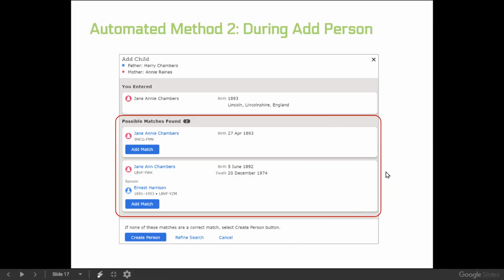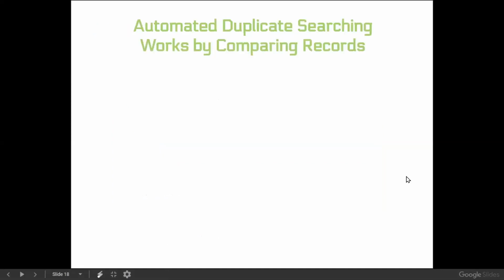So strictly speaking, this is finding duplicates for somebody you're thinking of adding. So really what it's doing is preventing another duplicate. But that's important. That's part of the process of avoiding duplication. So those are the two automated methods. I did want to comment on how these automated methods work, because sometimes I think there's a bit of confusion about that, understandably.